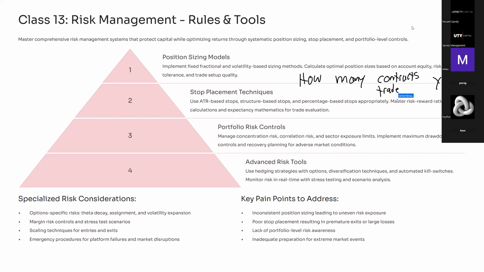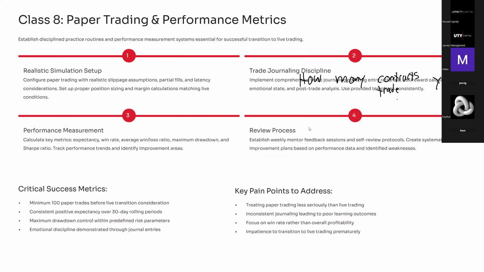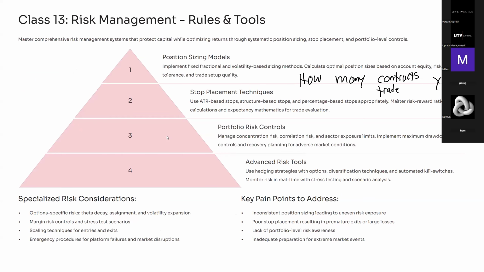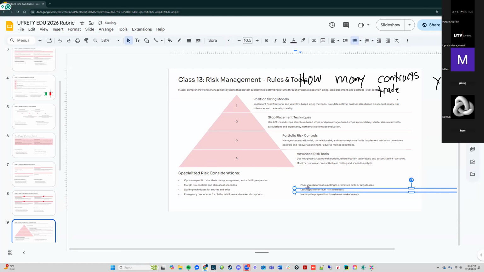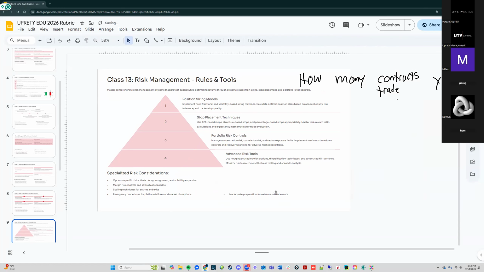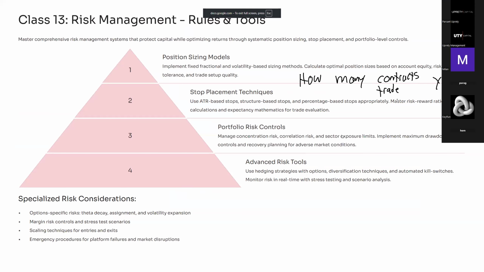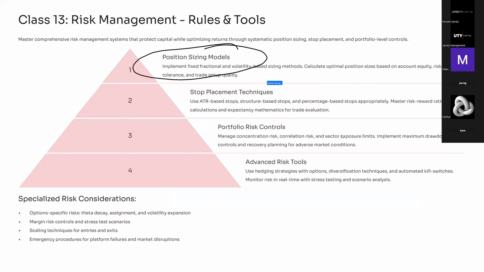I'm going to go back here, and I'm going to get rid of everything down here just for this lesson, so it's easier for everybody to see. Apologies. Your position sizing is how many contracts you are trading per account.